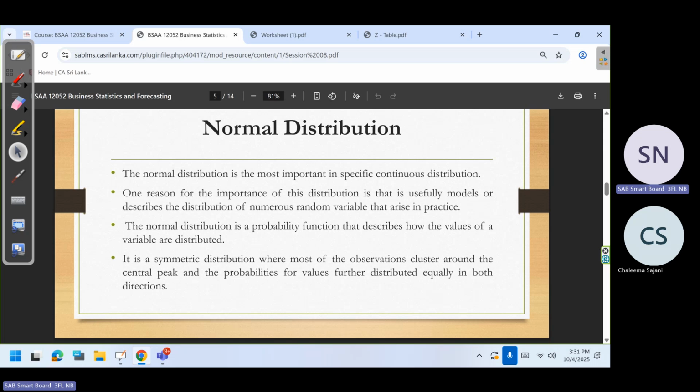The second point says one reason for the importance of this distribution is that it usefully models or describes the distribution of numerous random variables that arise in practice. We take different types of variables, and most of them are continuous, not discrete. The normal distribution is a probability function that describes how the values of the variable are distributed. This we call a probability distribution. Here we identify how numerical values are distributed.